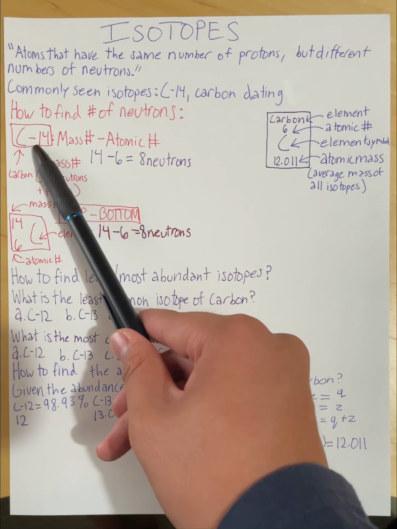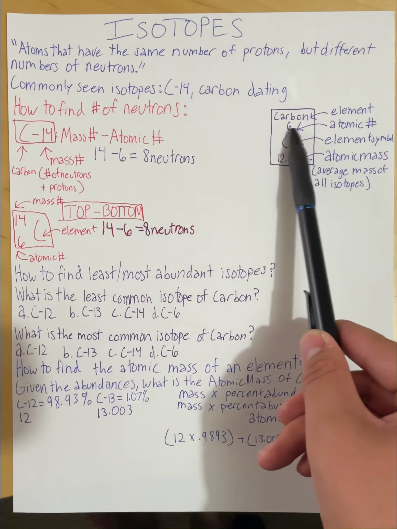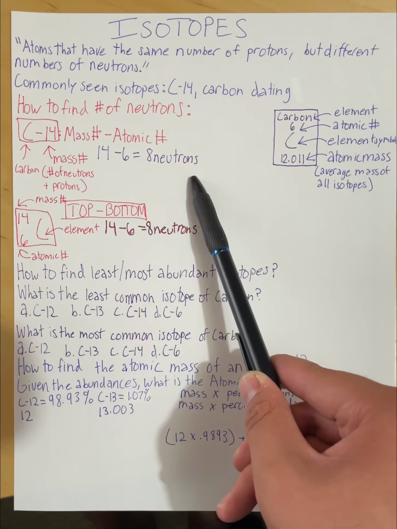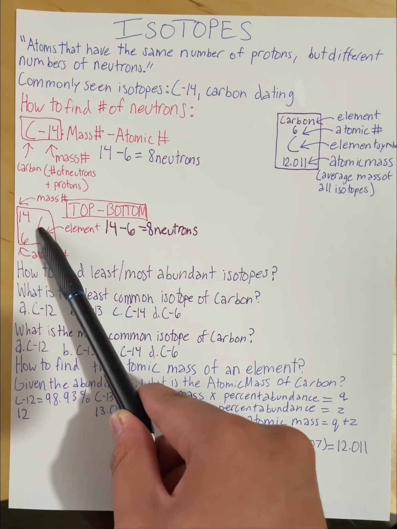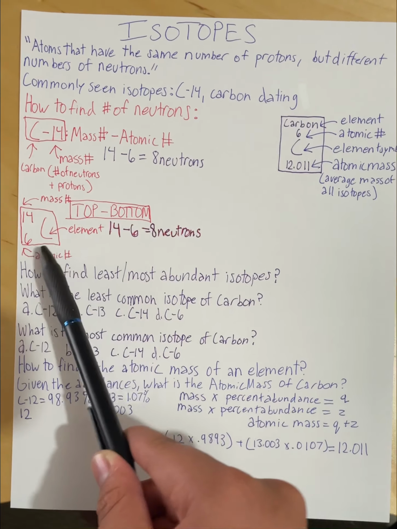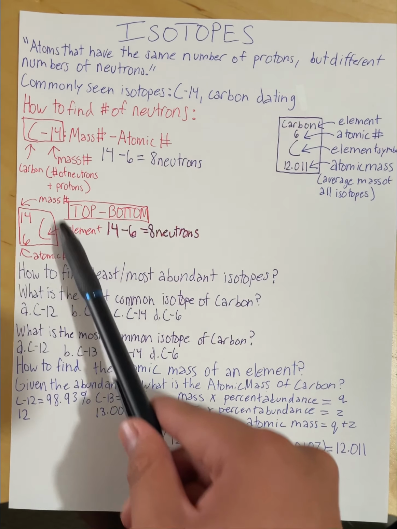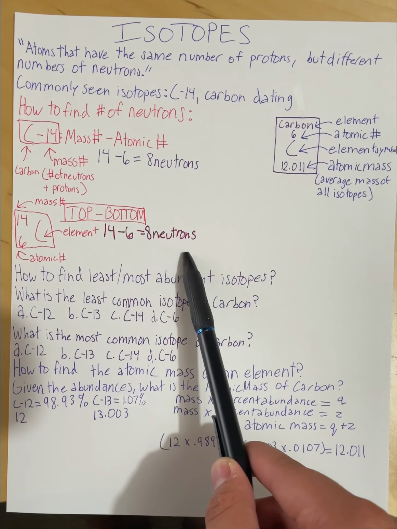So you see there's 14. The atomic number is 6, seen over here. So 14 minus 6 equals 8 neutrons. Another common way that they write it is like this, where they have the mass number on top and the atomic number on the bottom, and you simply subtract 14 minus 6 equals 8 neutrons.